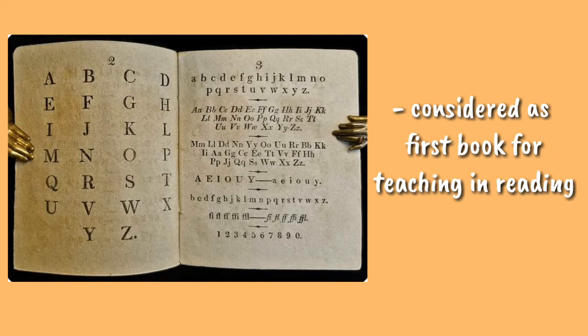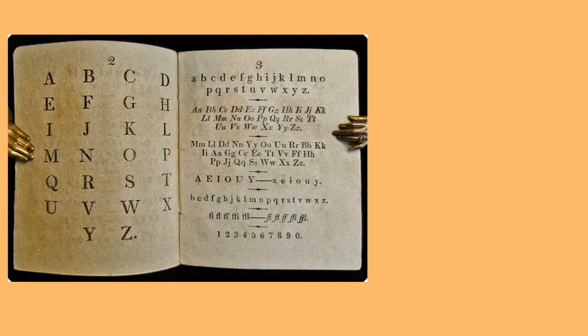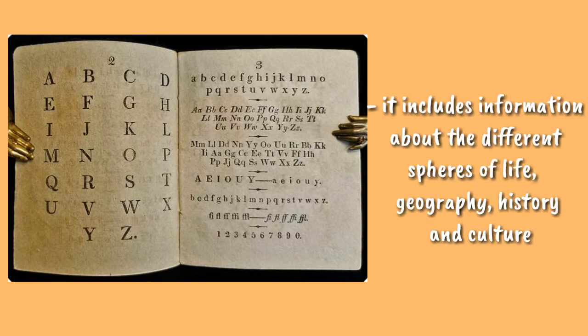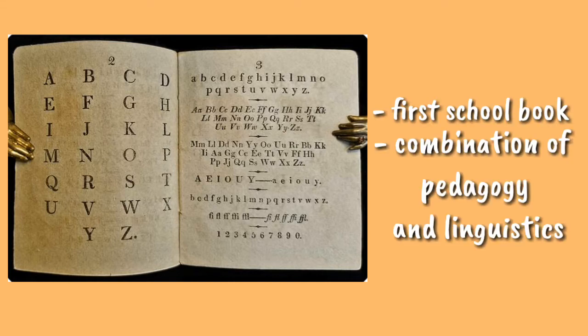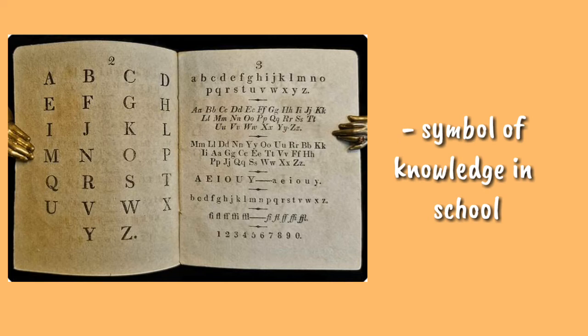In addition, it is also a miniature encyclopedia in which knowledge about the spheres of life, geography, history, and also culture are included. It is also considered the first school book, which is the combination of pedagogy and linguistics. And lastly, it is also considered the symbol of knowledge in school in the 17th to 18th century.